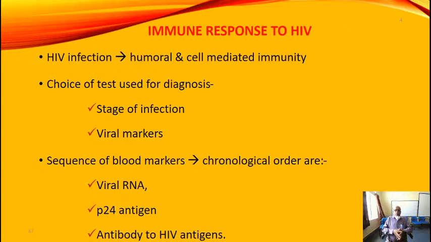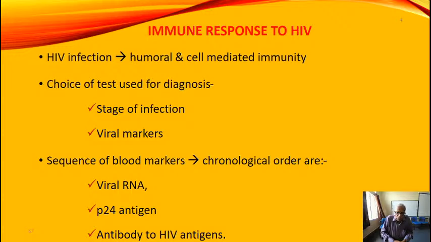The first test to become positive is viral RNA. It will be seen within a week after the entry of the organism. That is called viral RNA, RT-PCR. Now what we are doing for COVID, same thing. RT, that is real-time polymerase chain reaction. That is actually the most important diagnostic test, accurate, and it gives early reports.